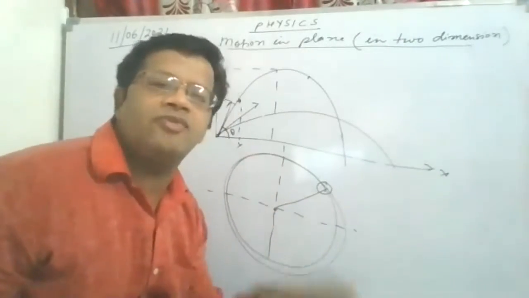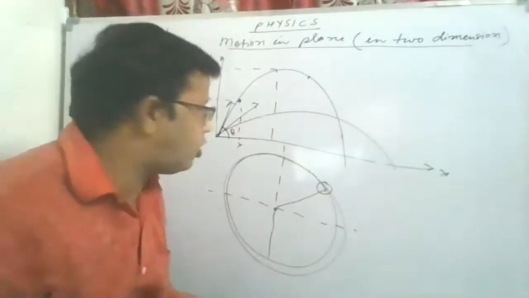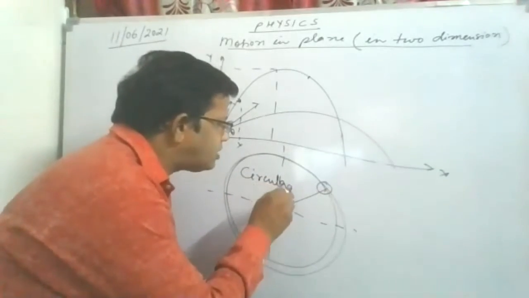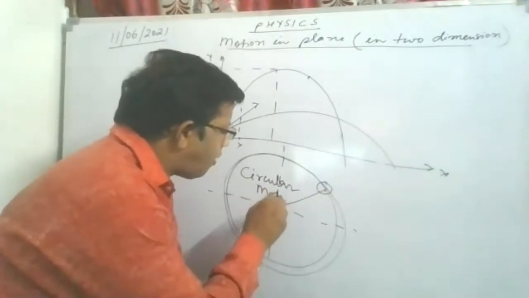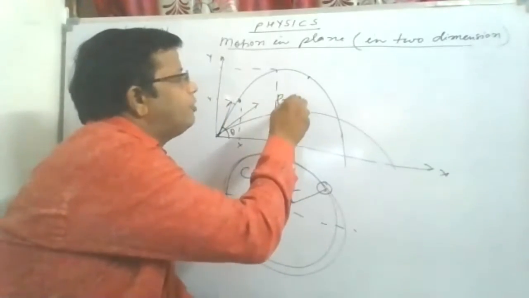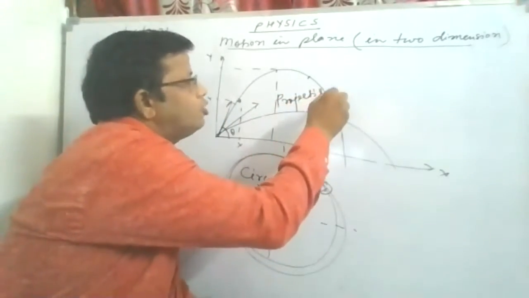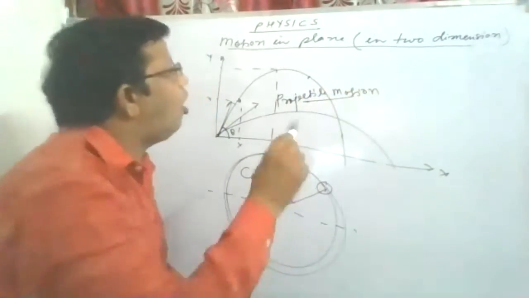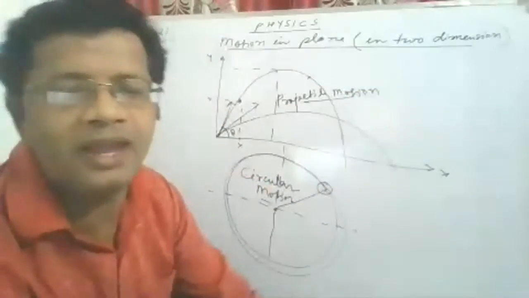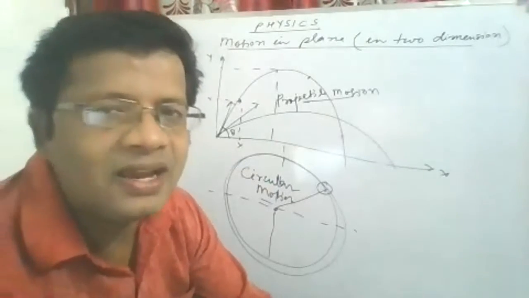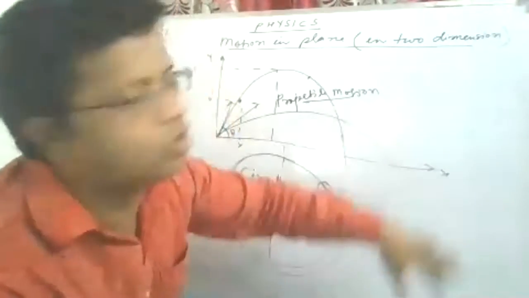So in this chapter, we will discuss two types of motion. First one is projectile motion. Second one is circular motion. So these two types of motion are the example of motion in a plane, or 2D, two-dimensional motion.